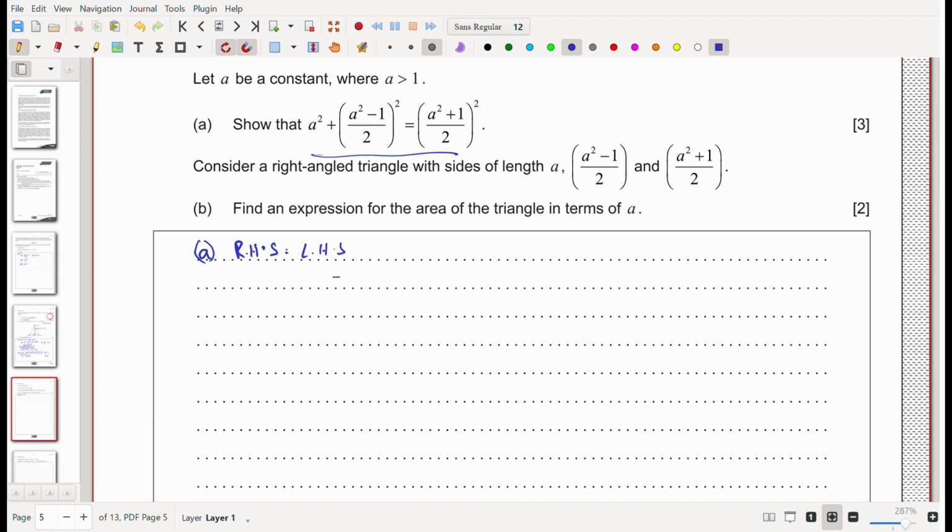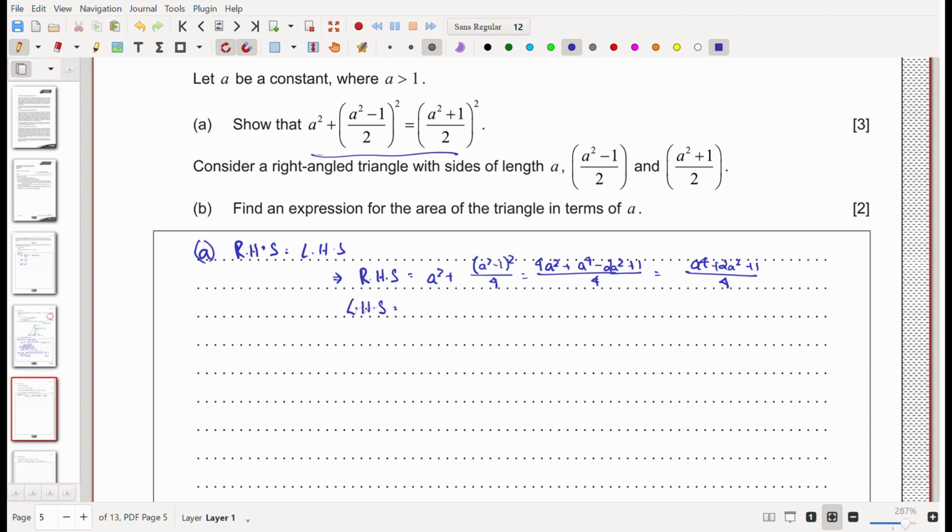So let's take the right hand side first, which is a squared plus (a squared minus 1) whole squared by 4, which is 4a squared plus a power 4 minus 2a squared plus 1 by 4. I just got this 4a squared by moving the a squared to the numerator. And this means that the right hand side is equal to a power 4 plus 2a squared plus 1 by 4. Now let's look at the left hand side.